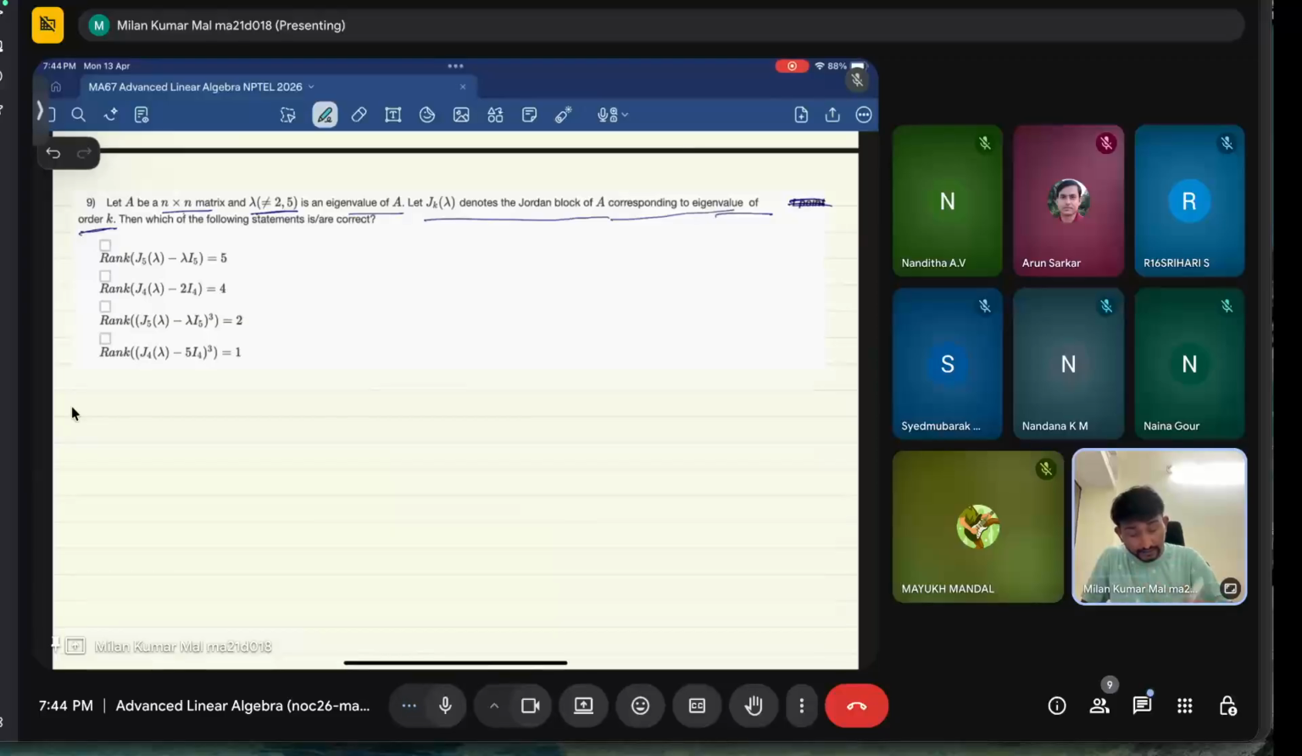Okay, so J5 lambda means any Jn, basically. Let me write what is Jn. Jk lambda means this is a k by k matrix, where all diagonal entries are lambda, the entries below are 0, and the super diagonal entries will be 1.